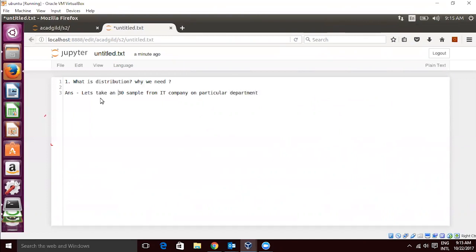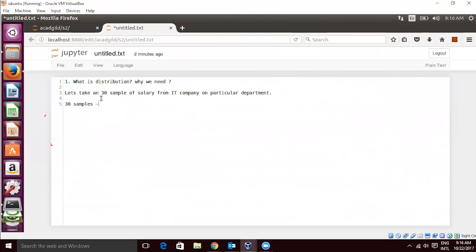Okay, let's take a sample of salary from an IT company, a particular department. Now from this, if I make a plot of these 30 samples, that is called a distribution, and I'll tell you this.